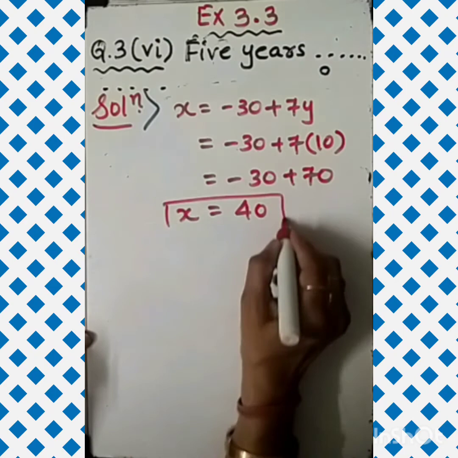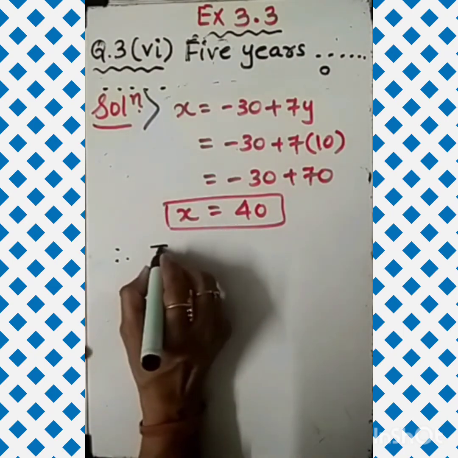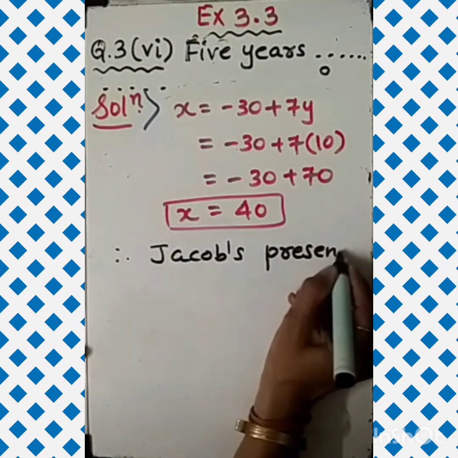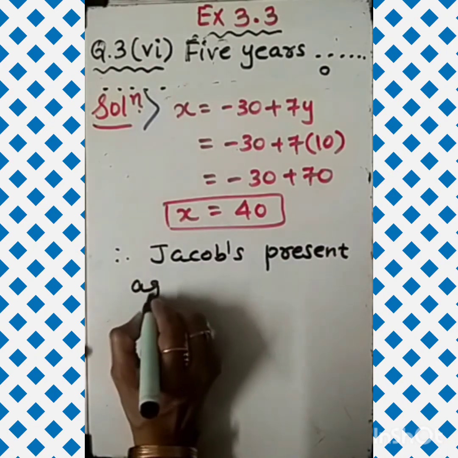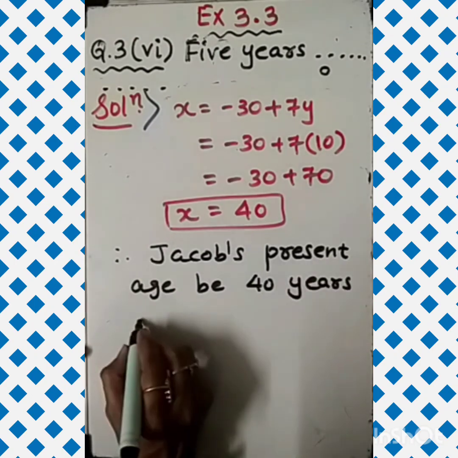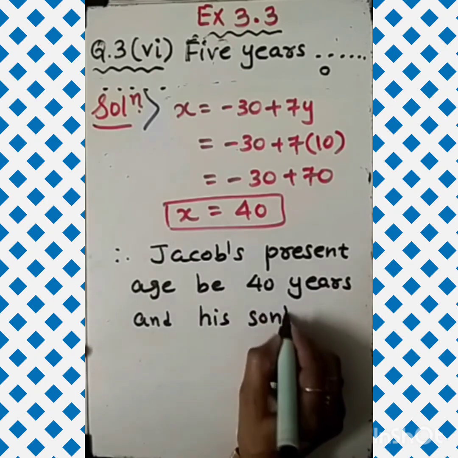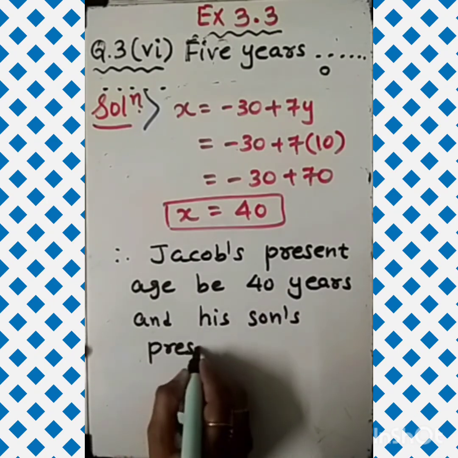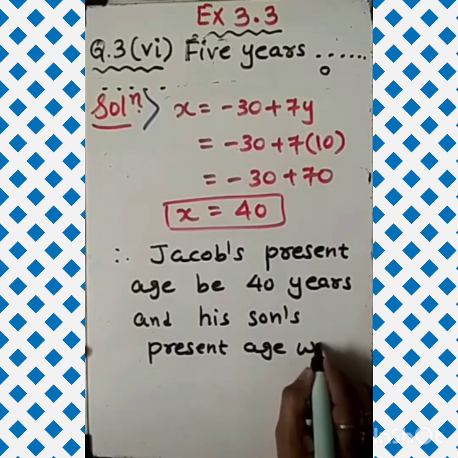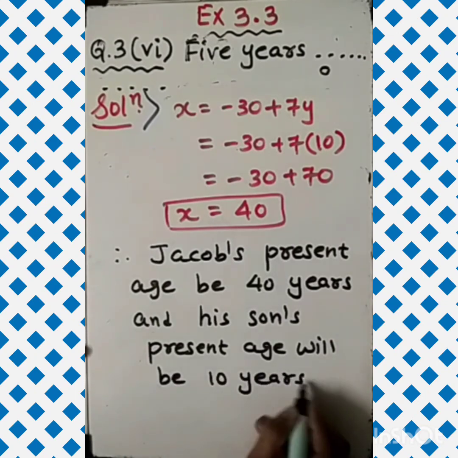Finally we need to write the answer in a statement. Therefore Jacob's present age will be 40 years, and his son's present age will be 10 years. This is the complete solution.